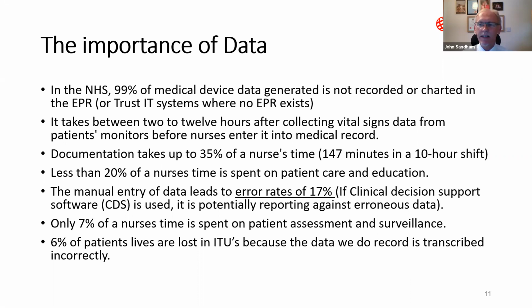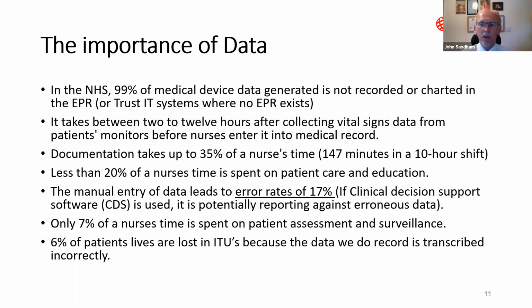Clinical data is extremely important when making decisions about how to treat patients. Manual entry of data wastes time and is often incorrect. This can lead to poor clinical decision making, and in the NHS, 99% of medical device data generated is currently not recorded or charted in the electronic patient record or trust IT systems where no EPR exists.